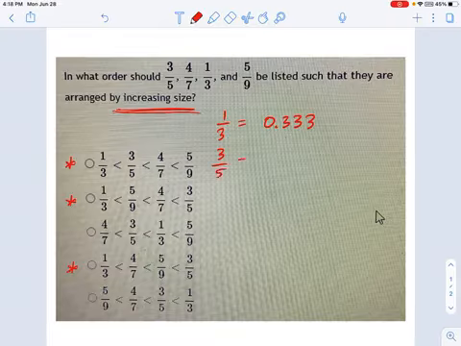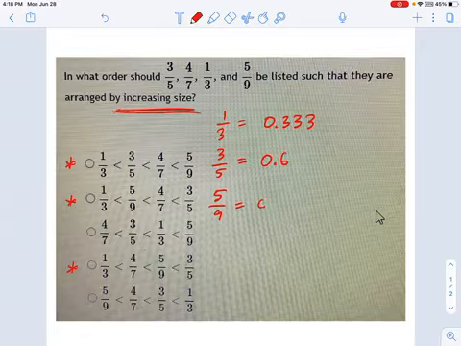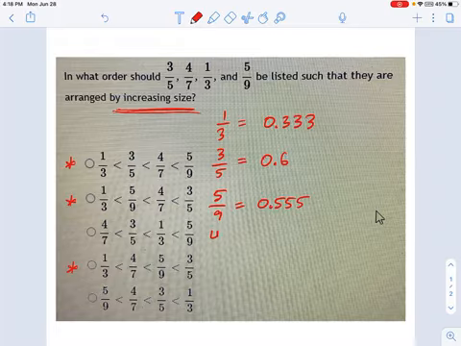3/5. If you remember your fifths, just go by 0.2, so 3/5 is 0.6. 5/9. Not many people know their ninths tables, but it's just a repeating set of digits based on the numerator. That's 0.5555. And 4/7, almost nobody knows their sevenths tables. I don't. So let's just use our calculator.